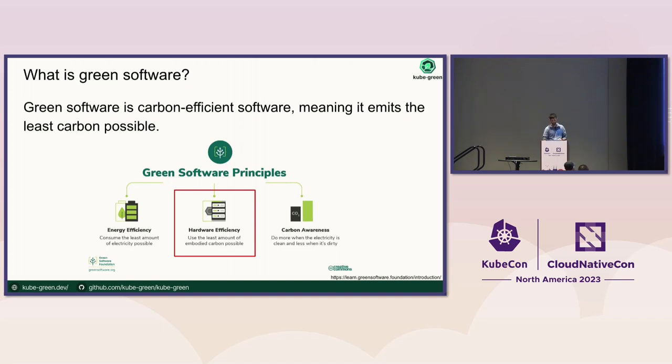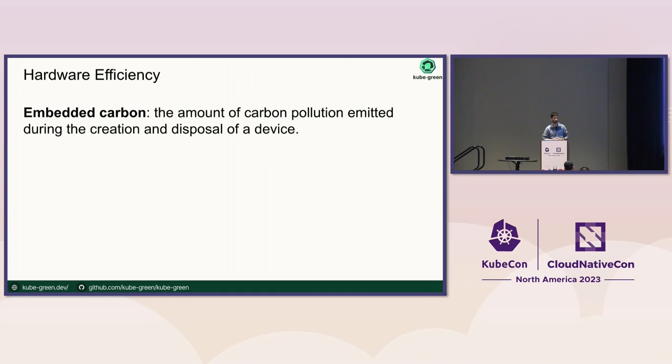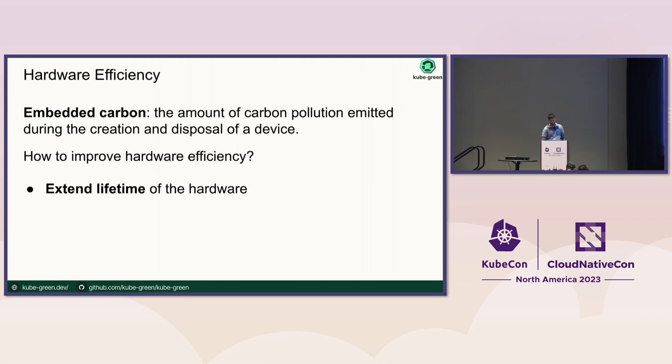Okay, let's take the second principle, which is hardware efficiency. There is an important definition of hardware efficiency, which is the embodied or embedded carbon, which is the amount of carbon pollution emitted during the creation and the disposal of a device. How can we reduce the embodied carbon?